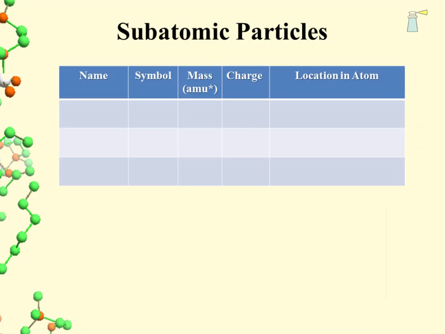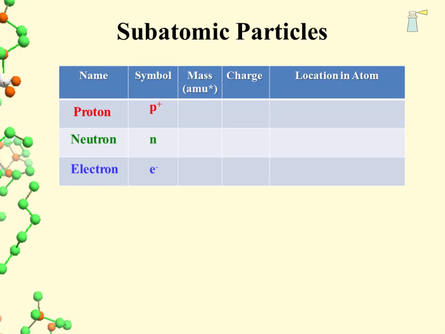We can compare and contrast subatomic particles by looking at their relative mass, their charge, and their location in the atom. We have the proton, the neutron, and the electron. They have shorthand symbols. For the proton, it's P with the superscript plus sign. For the neutron, it's just N. And for the electron, it's E with a superscript minus sign.